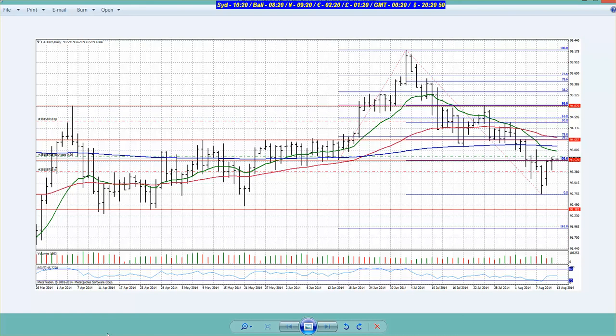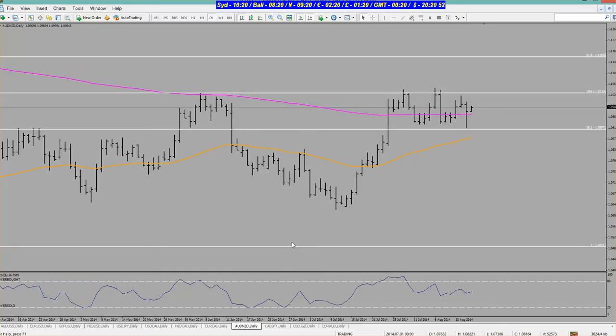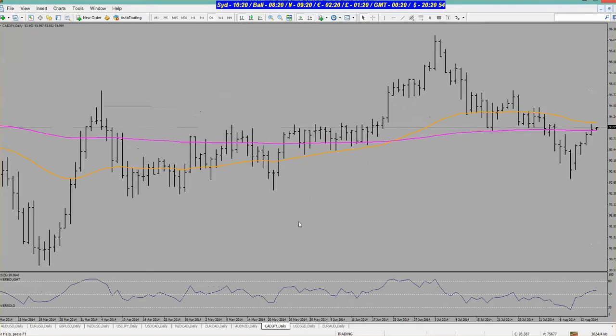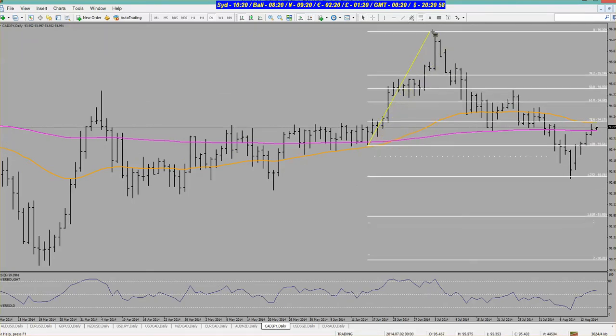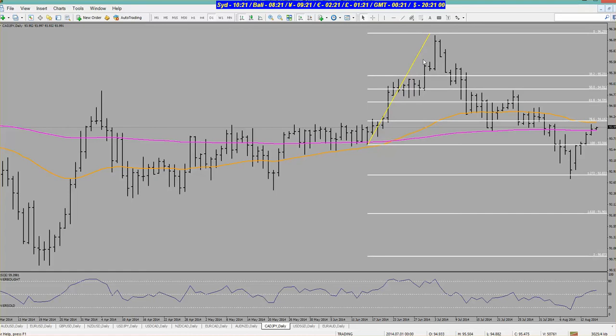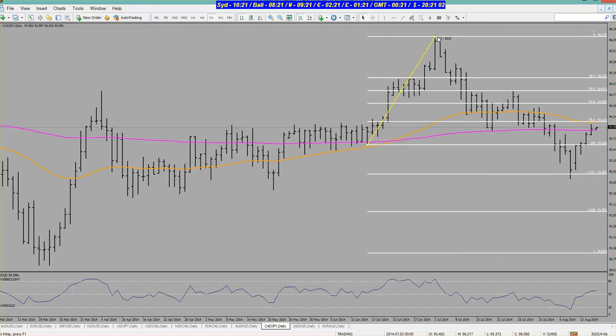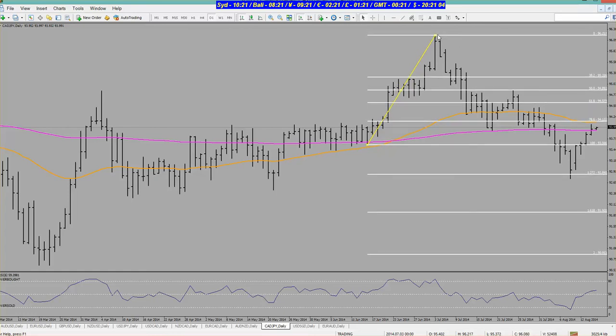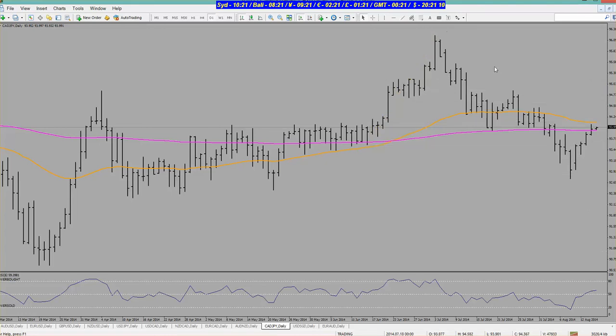Drawn that fib, I wonder what that does. CAD yen. What's it giving you? Okay, 1.272. Kind of look at it like that. That's the way I would look at it.